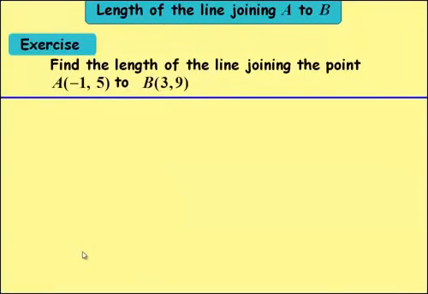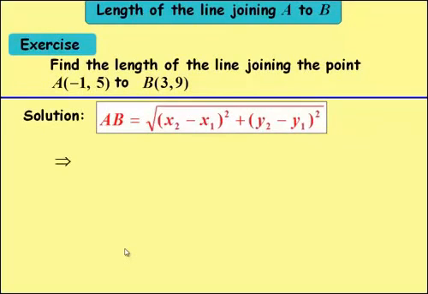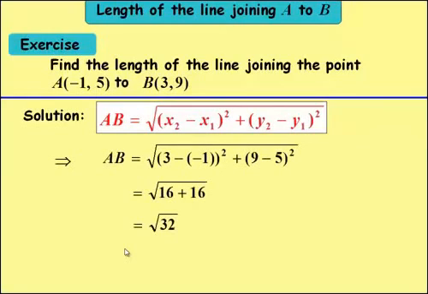Okay, have a go at this. If you're successful with this and you were successful with the previous one, finding the midpoint, then you should be about ready to move on. So pause the presentation and have a go at working out the length of the line AB. So here's the solution. Hopefully you were successful. 16 goes into 32, so we can simplify that to 4 root 2.